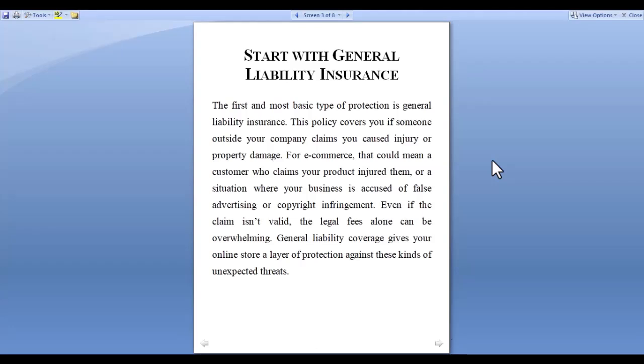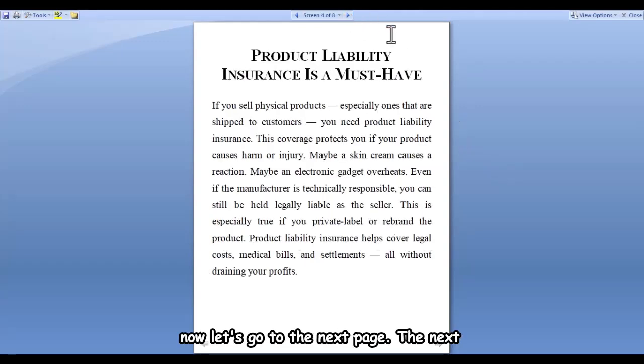For e-commerce, that could mean a customer claims your products injured them, or a situation where your business is accused of false advertising or copyright infringement. Even if the claim isn't valid, the legal fees alone can be overwhelming. General liability coverage gives your online store a layer of protection against these kinds of unexpected threats. So now let's go to the next page.